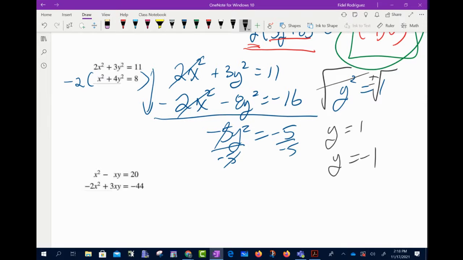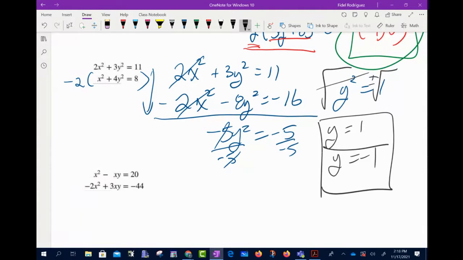One of them is y equals 1, and the other one is y equals negative 1. Because I know the square root of 1 is 1, but I have plus and minus, so I have two answers for y. All right. Here are my two answers for y. If I have two answers for y, y'all, I'm going to end up with two answers for x.